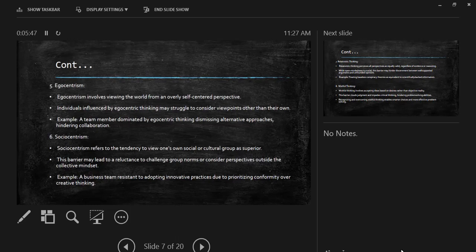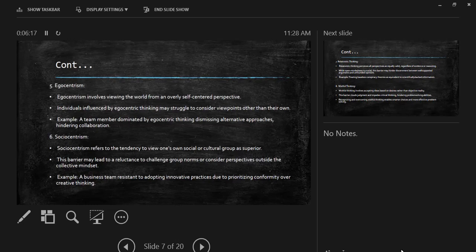The sixth one is sociocentrism. It's the same as egocentrism, but in this case it's social or group superiority, the tendency to view one's own social or cultural group as superior. This barrier makes it hard to challenge group norms and consider perspectives outside the collective mindset. This barrier will prevent us from thinking outside of our perspective or outside viewpoint.